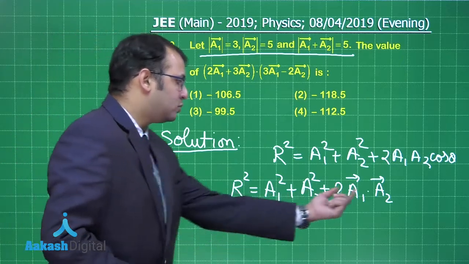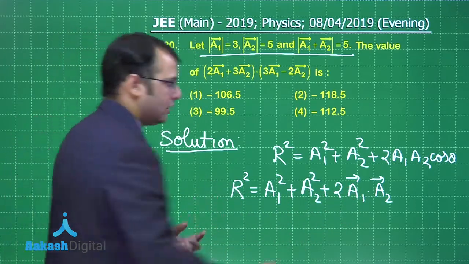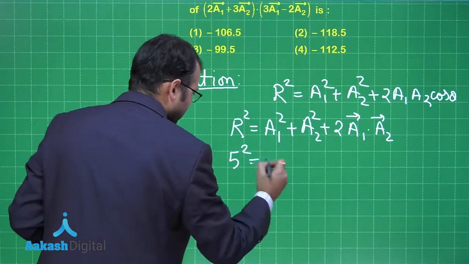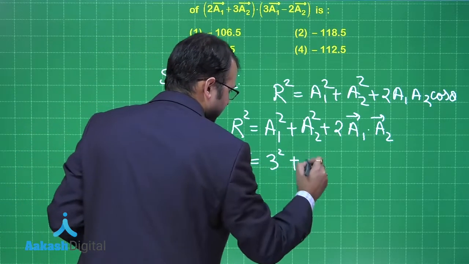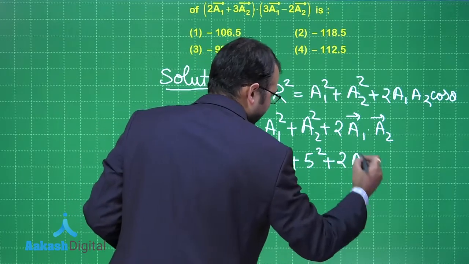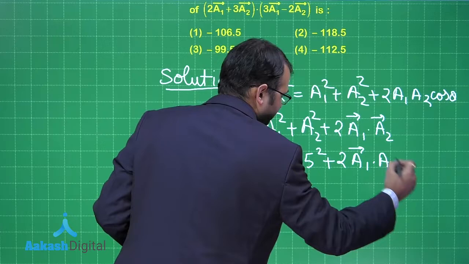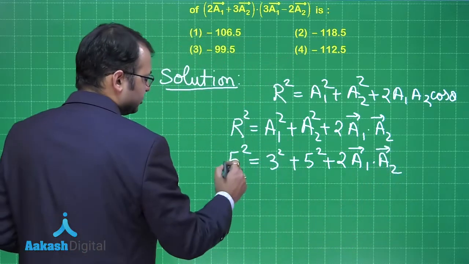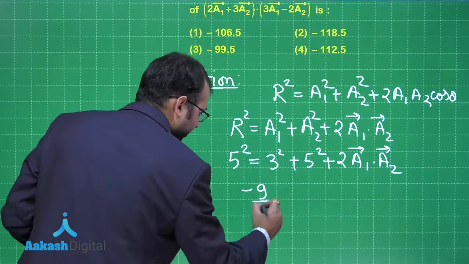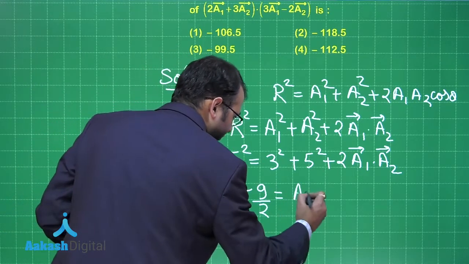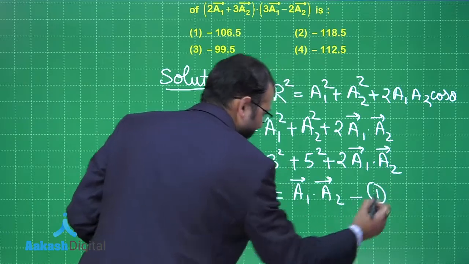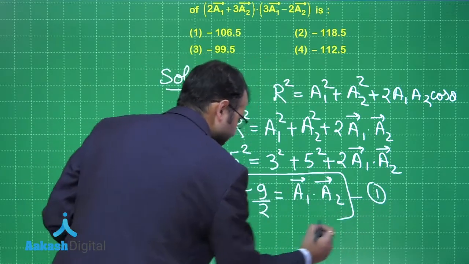Now these are the magnitudes, and this has been represented in vector form. Now just put down the values. So 5 square is equal to 3 square plus 5 square plus 2 times A1 dot A2. When you solve this, this is 25, this is 9, this is 25, you will get minus 9 by 2 as A1 vector dot A2 vector. Let's take this as the first equation, right? This would be the first equation we have derived.